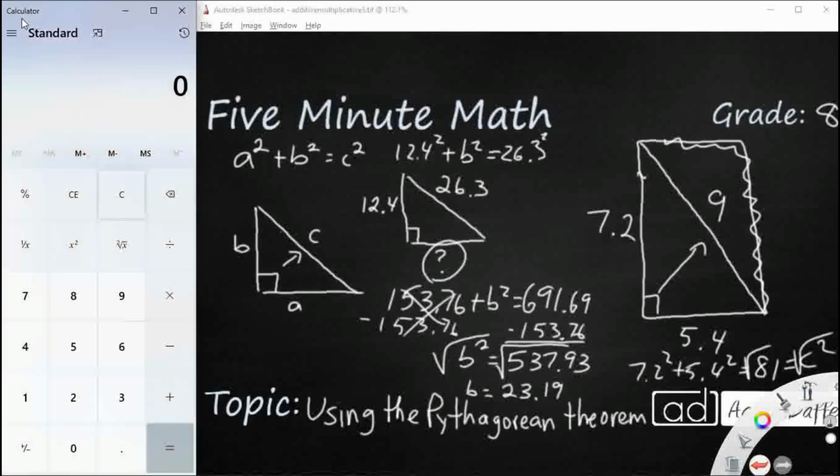But that is actually how you would use it: you would square both of those, add them together, and then take the square root of that sum, and in this case it is 9. In this first case right here, it's 23.19. That's how we use the Pythagorean theorem to solve problems.